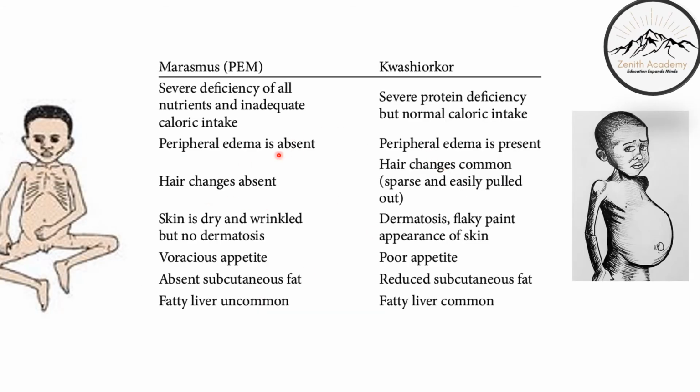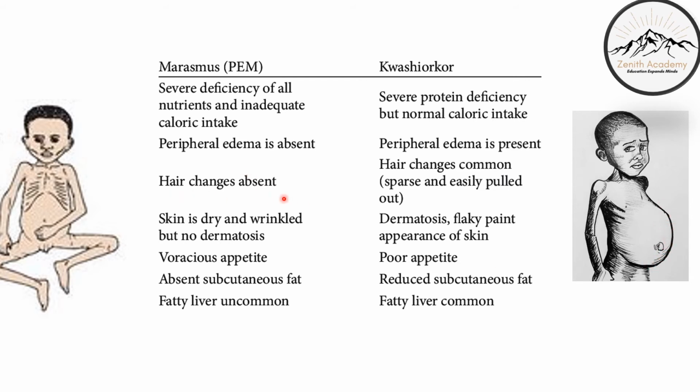So here is the difference between marasmus and kwashiorkor. This is a severe deficiency of all the nutrients and inadequate caloric intake. So here there is a deficiency of almost all nutrients, but in this case there is only protein deficiency but normal caloric intake. Here peripheral edema is absent. You can see in this picture there is no water retention, none of the body parts is swollen, but here peripheral edema is present. You can see this is swollen, the legs and the abdomen part is swollen.